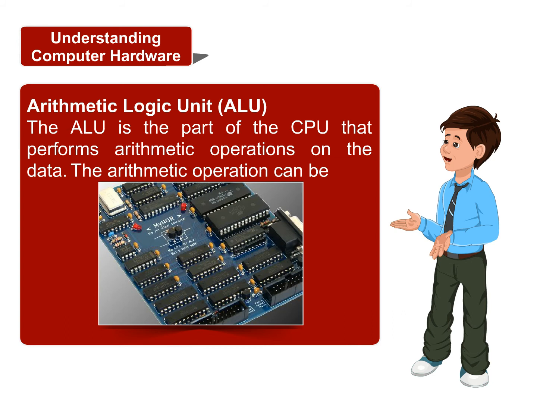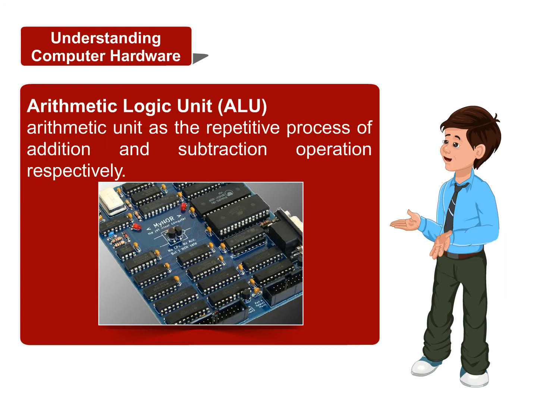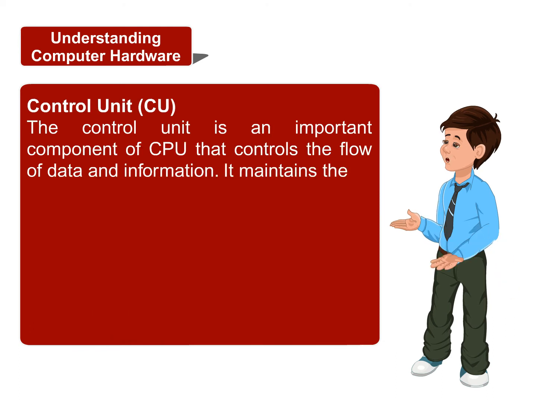Arithmetic logic unit, ALU. The ALU is the part of the CPU that performs arithmetic operations on the data. The arithmetic operation can be addition, subtraction, multiplication and division. The multiplication and division operations are usually implemented by the arithmetic unit as a repetitive process of addition and subtraction operation respectively.